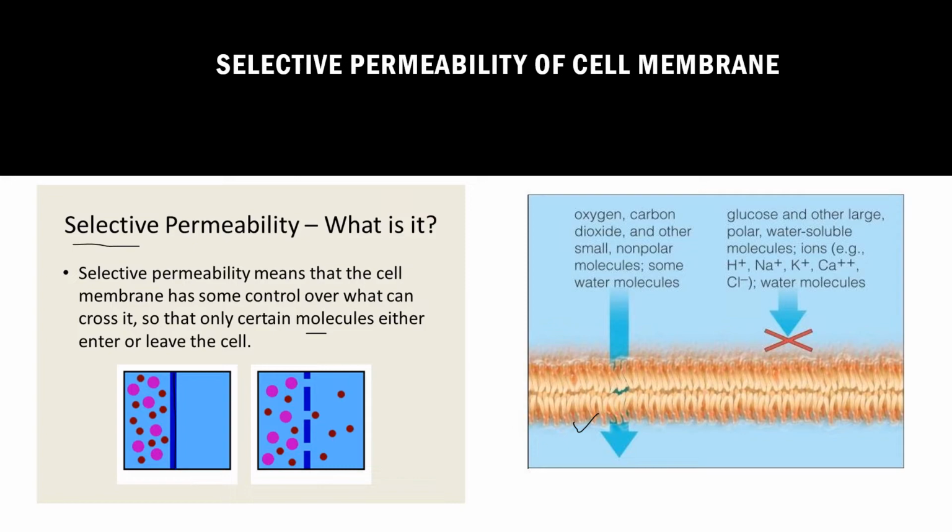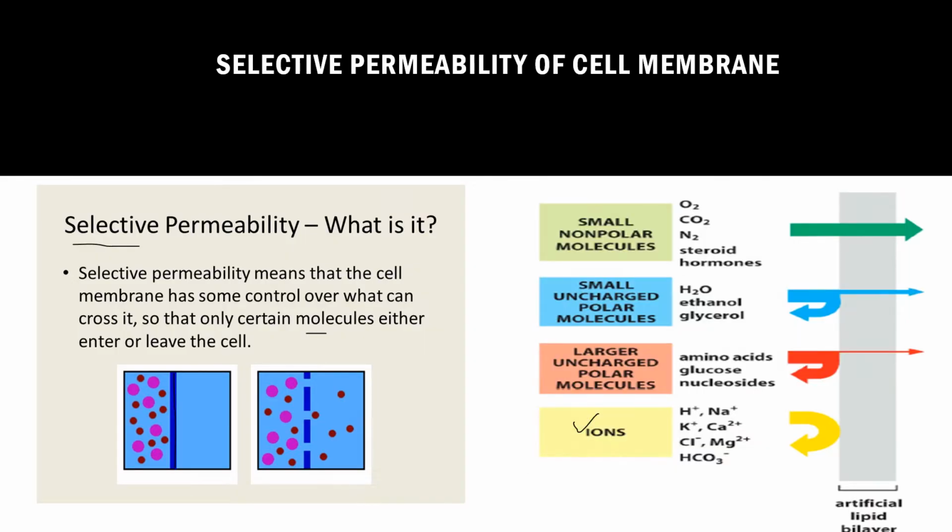So come to the first point, that is the selective permeability of the cell membrane. What is it? Selective permeability means that the cell membrane has some control over what can cross it. Only certain molecules either enter or leave the cell. So the cell membrane is partial, it has some partiality. It will allow some particles to move in, whereas it will prevent the movement of other particles. That is known as selective permeability.